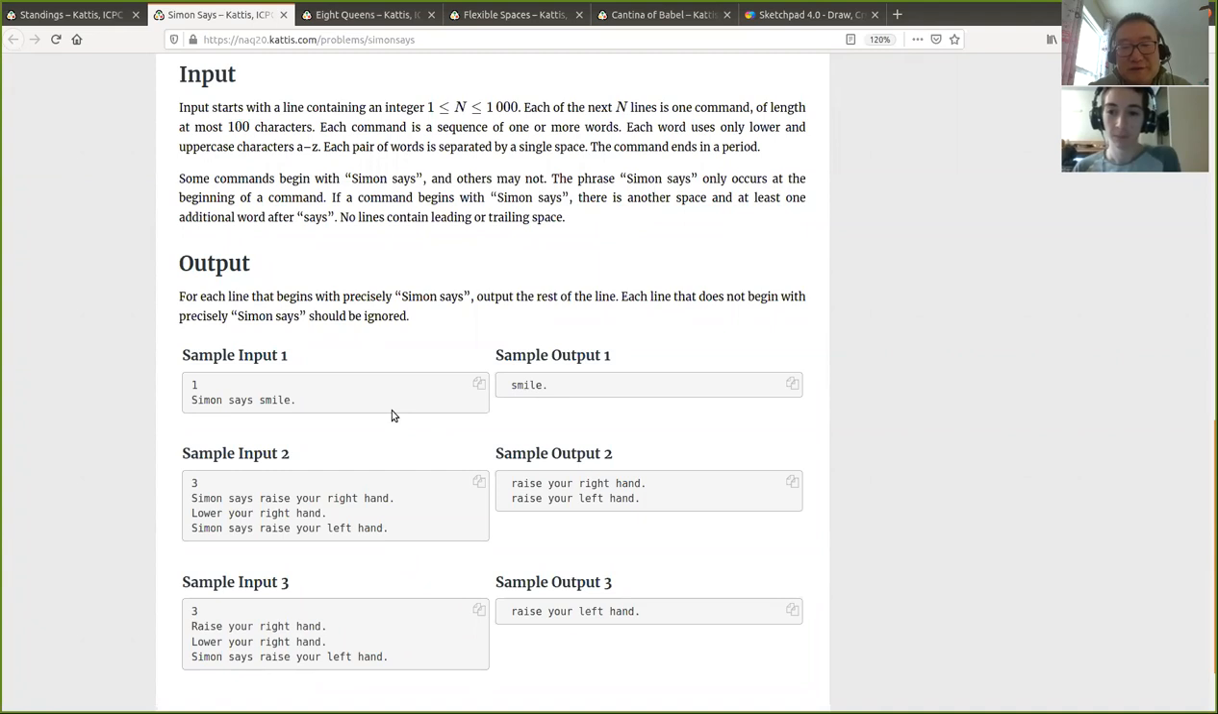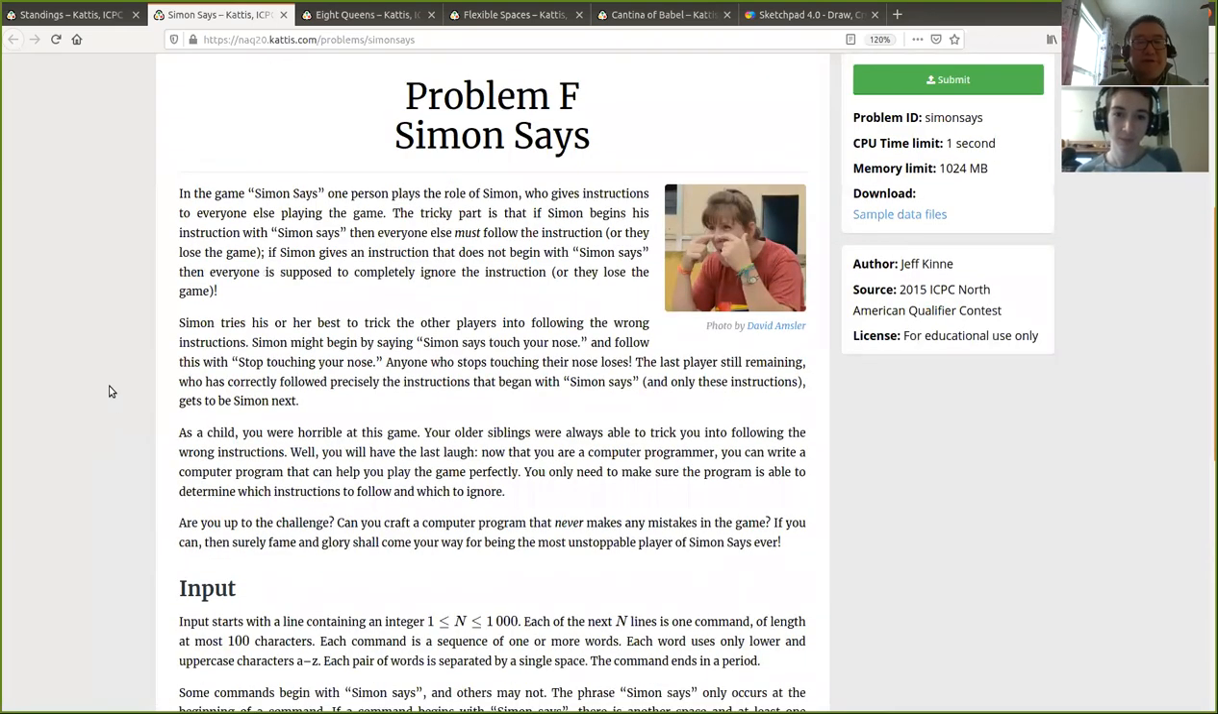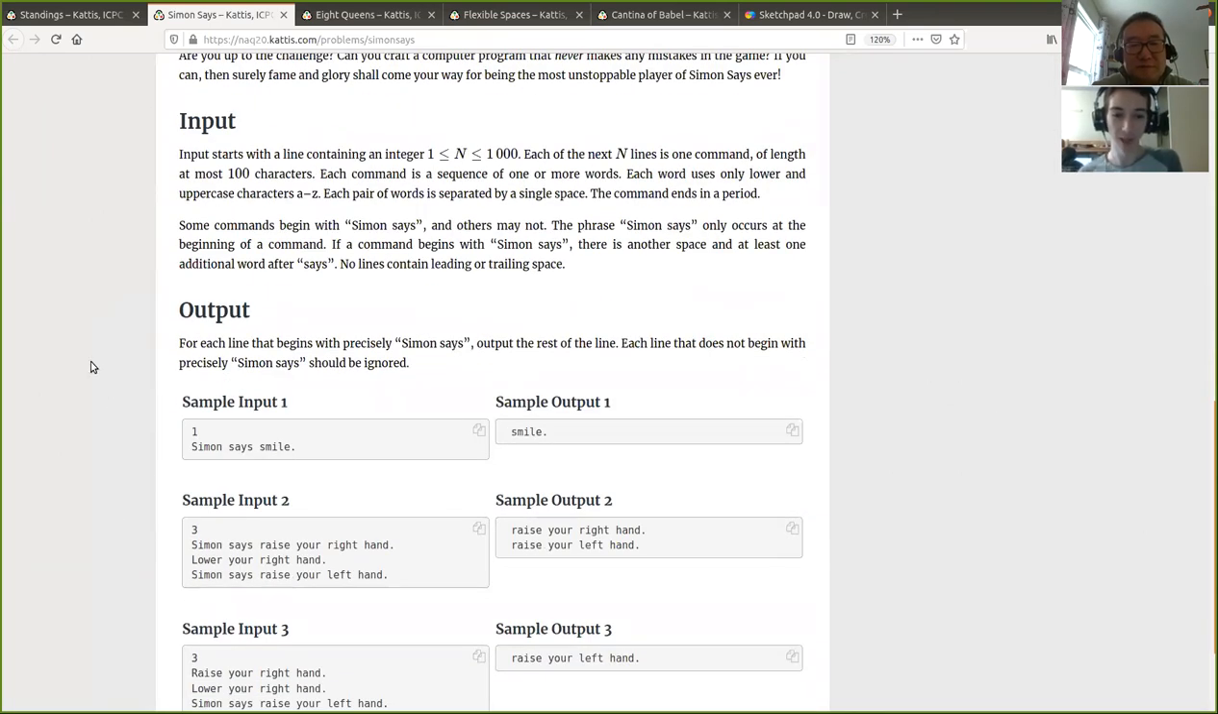Another thing is, what if it's Simon Says, but then there's no space here? Or what if this is lowercase or something? I guess they said that there has to be another space after Simon Says, but it's just the output, whether they include that space or not, it's not explicitly specified. So I think there's too many details that they have to specify in order to do something that's extremely simple. So I didn't really like the problem personally.